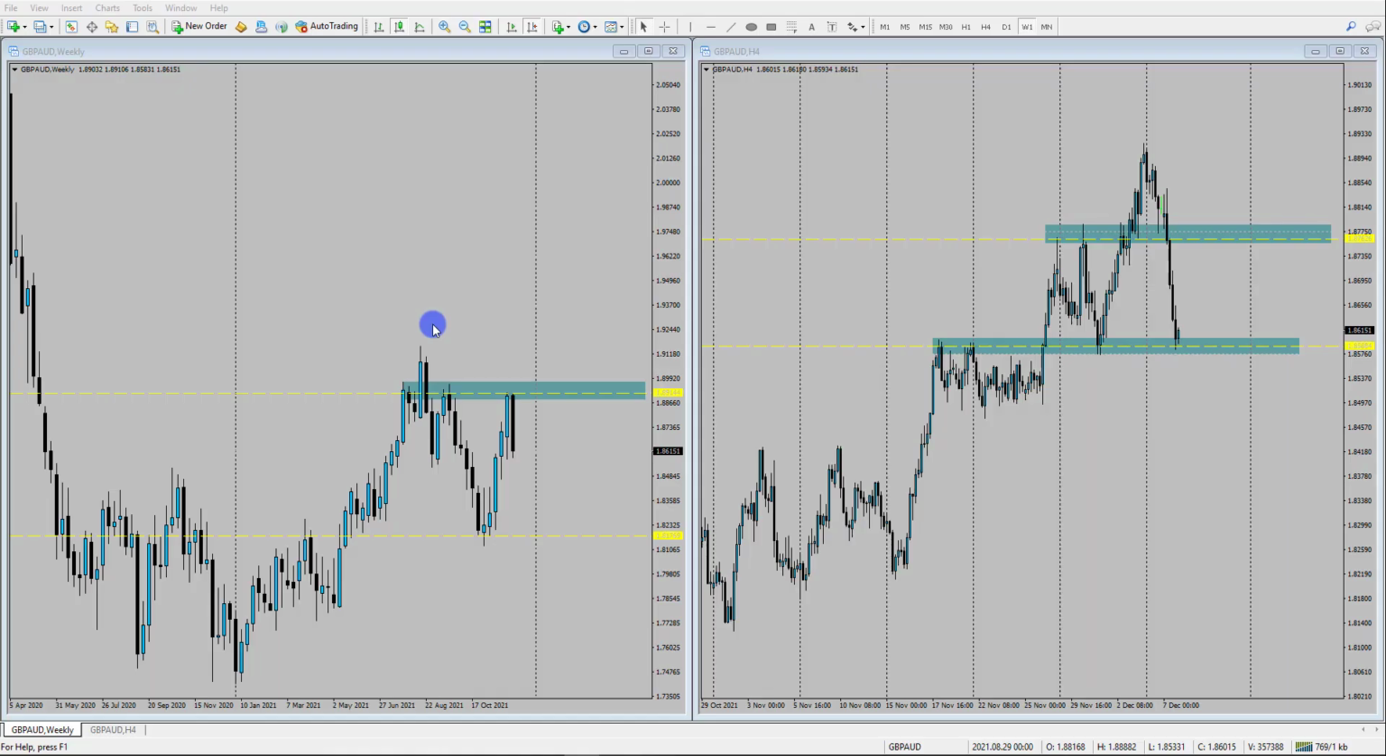In this video we're going to take a look at pound Aussie as the price could be about to make a downward move due to a change in trend pattern forming, which could be a head and shoulders pattern. Now, why are we looking for pound Aussie downside?